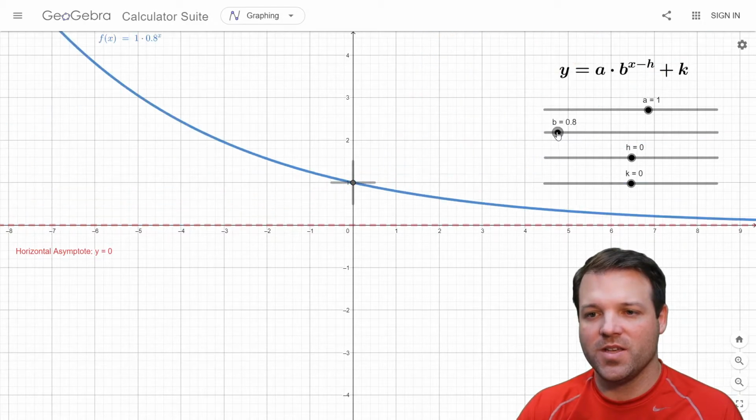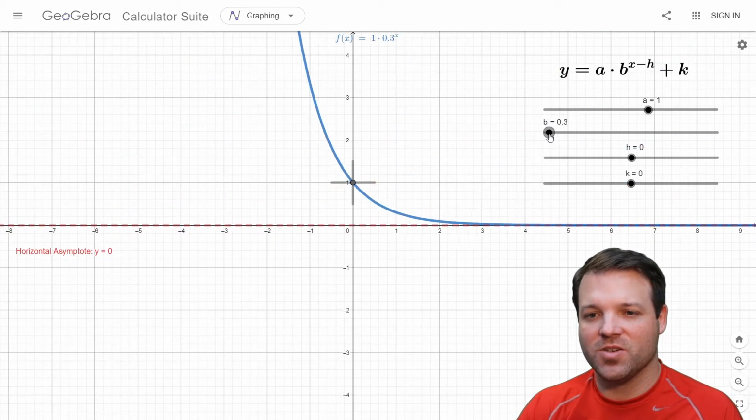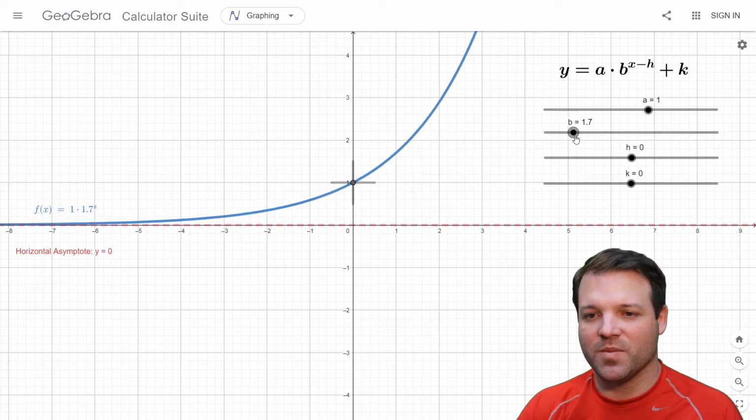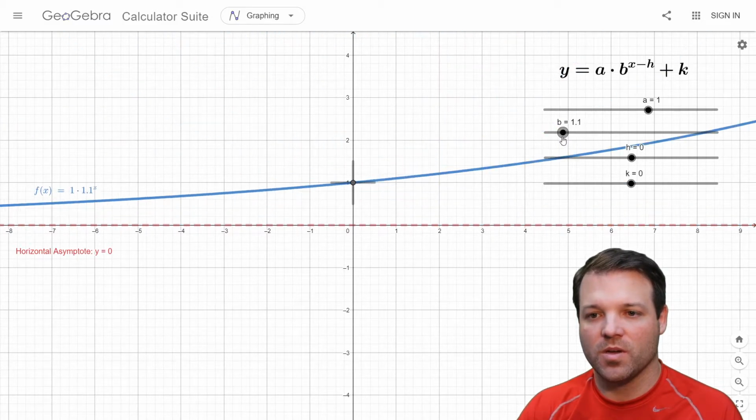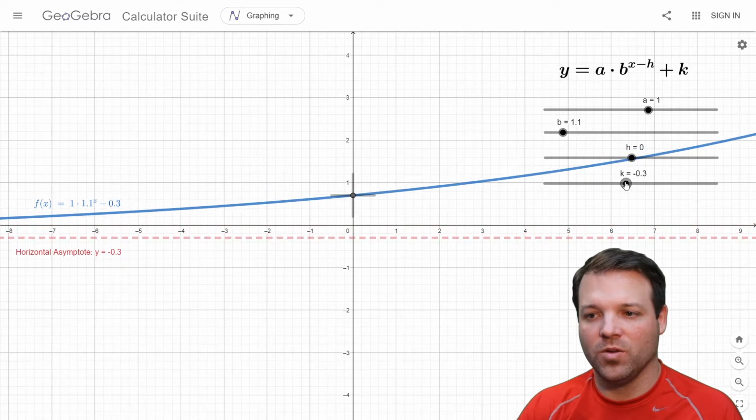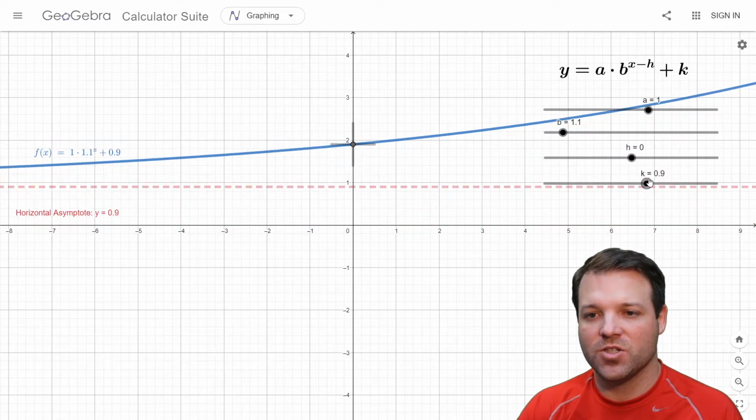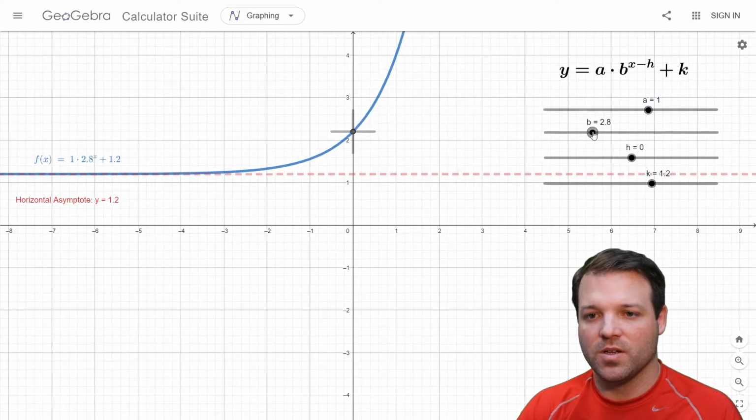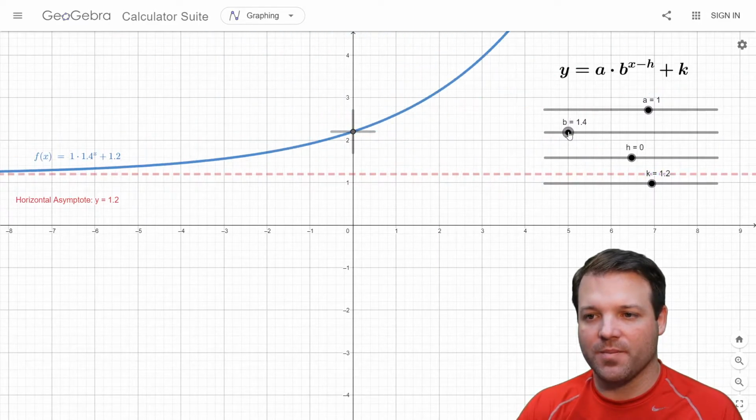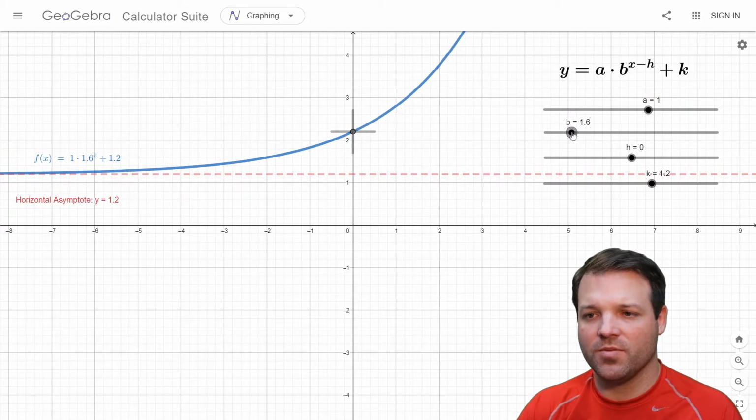Okay. So anyways, as we change the base, you can actually see how this thing moves back and forth, but it definitely does not cross that horizontal asymptote. Even if I shift the entire thing up and down, that is going to change. It's still not going to cross that. All right, let's go ahead and reset this.